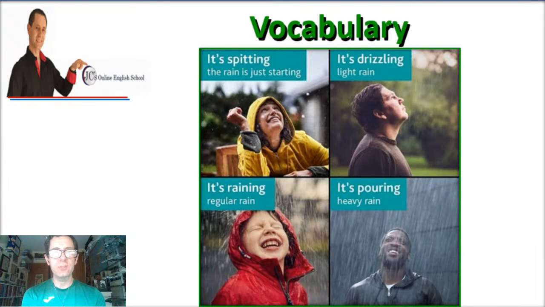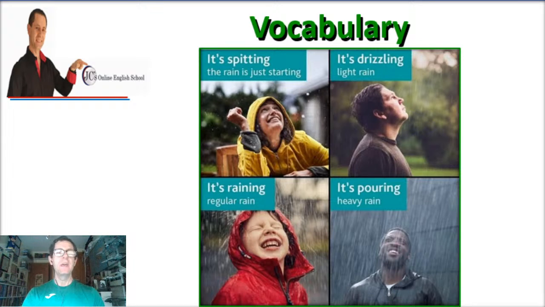For example, the first one, top left-hand corner of the screen, where it says, it's spitting. It's spitting means the rain is just starting. On the right-hand side, we have it's drizzling. That means light rain. It's not raining hard. It's just light rain. Bottom left, it's raining. That's regular rain. And bottom right, it's pouring. That means it's heavy rain.